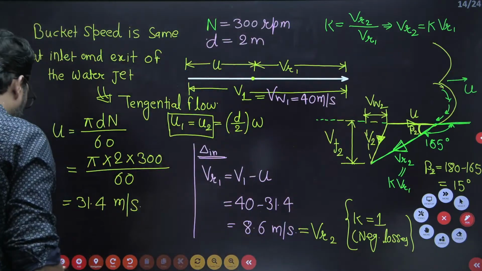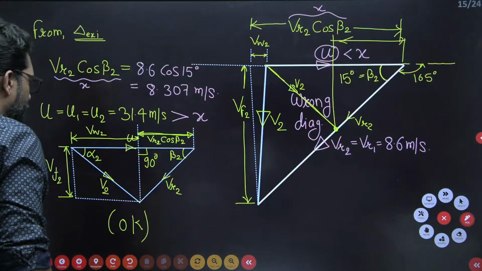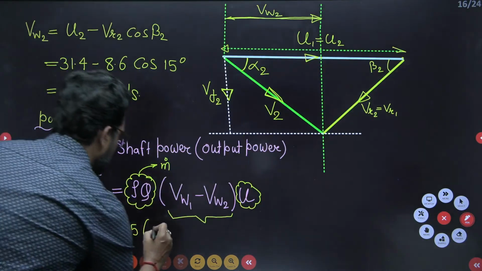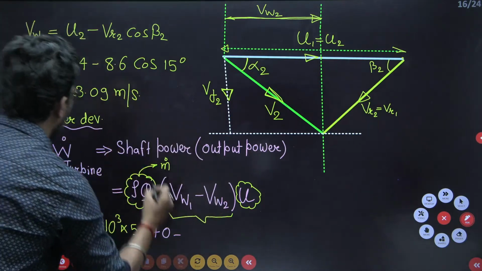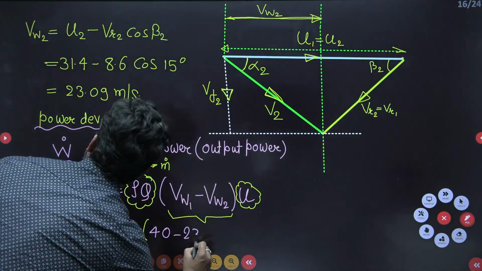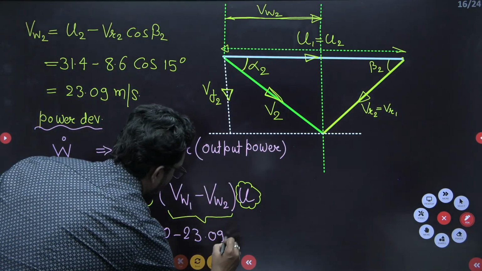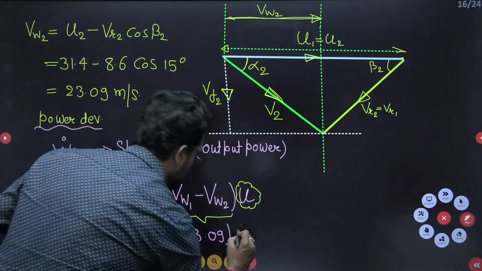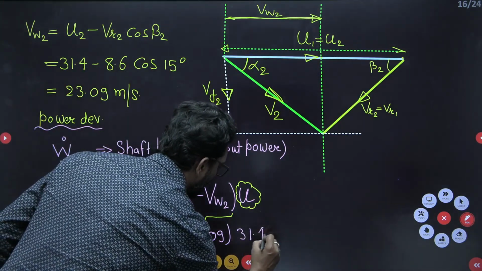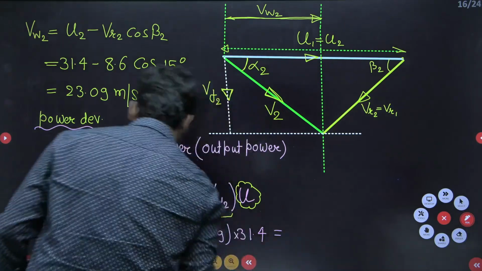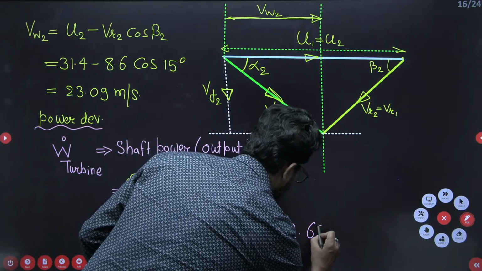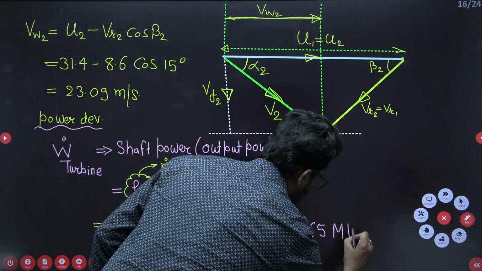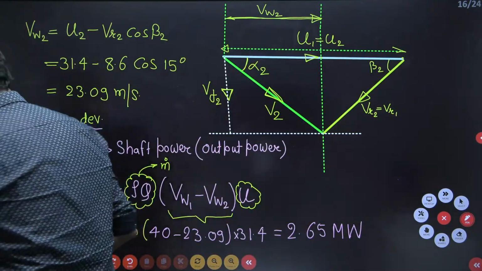So Vw1 is 40, minus Vw2, which you have as 23.09, into the peripheral velocity 31.4. So how much is it? It is 2.65 megawatt. This is the power developed by this turbine.